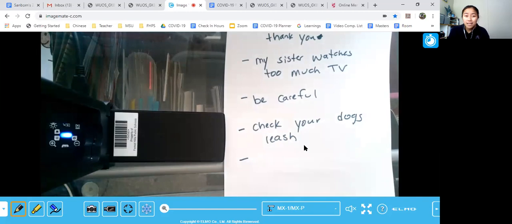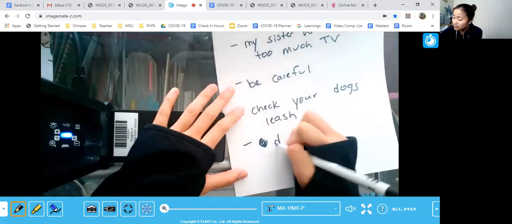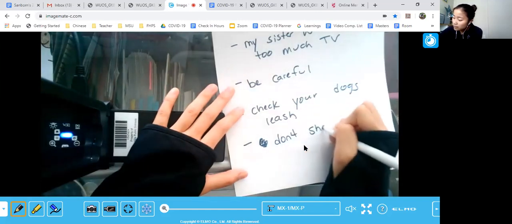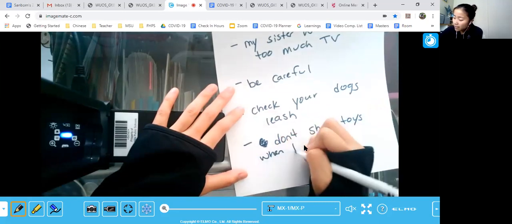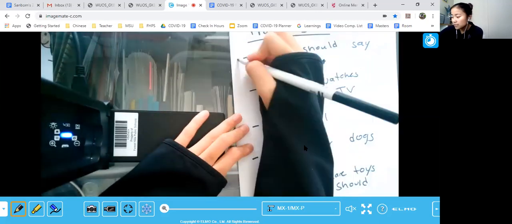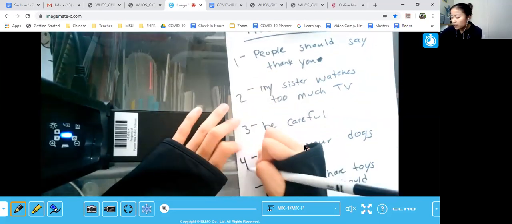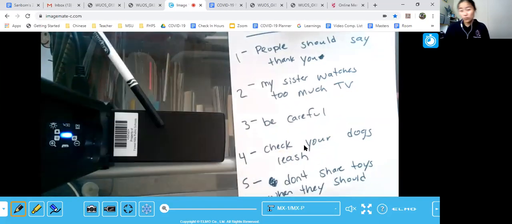Oh, one time these two friends were fighting over a toy and they just kept fighting over it, but they weren't even sharing. So I think maybe one problem is people don't share toys. So maybe I should say share toys when they should. Wow, let's see. 1, 2, 3, 4, 5. I have 5 books I could write now because I made this brainstorm list.